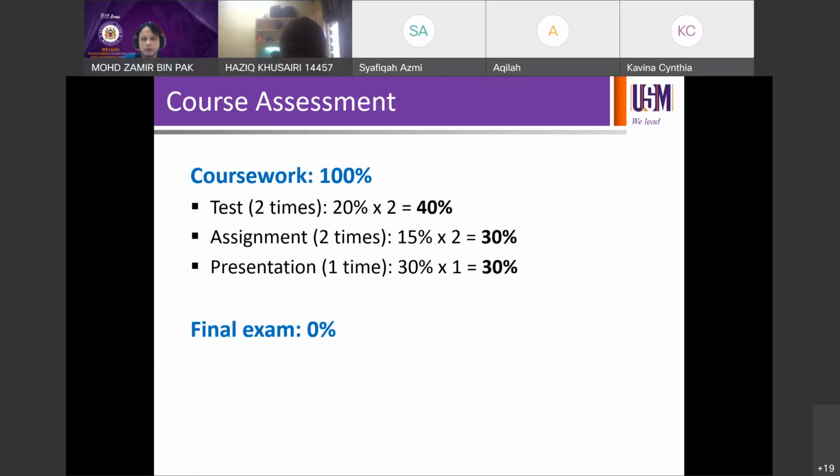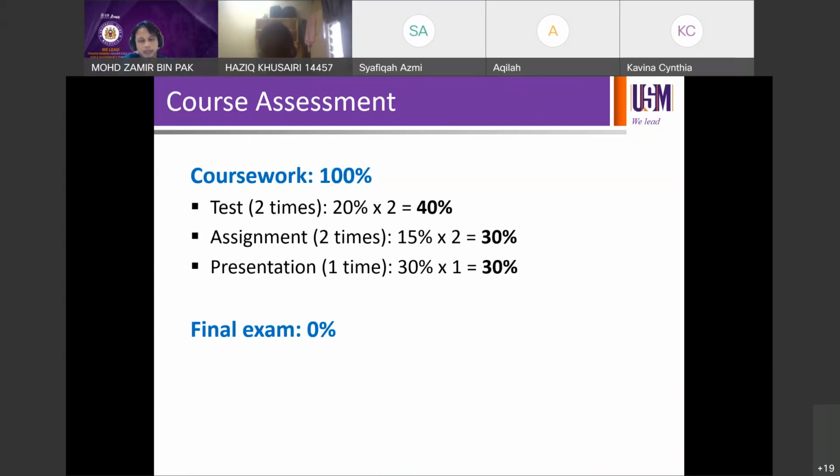No final exam. We're going to have 2 tests, which account for 40% of your coursework marks. Each is going to contribute 20%. We're going to have 1 test sometime week 7 or 8, if I'm not mistaken. I'll come back to that. That will contribute 20%, and then the second one after mid-sem break, perhaps week 14 or so. That will be another 20%.